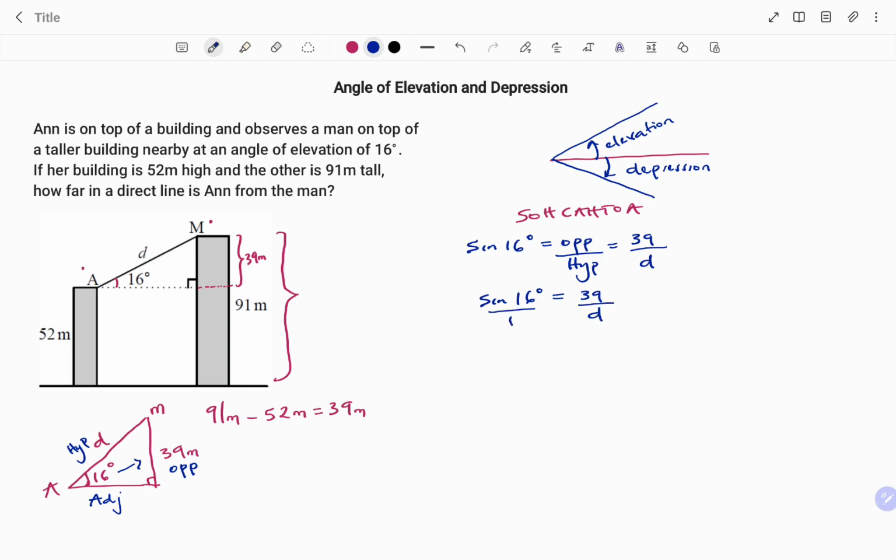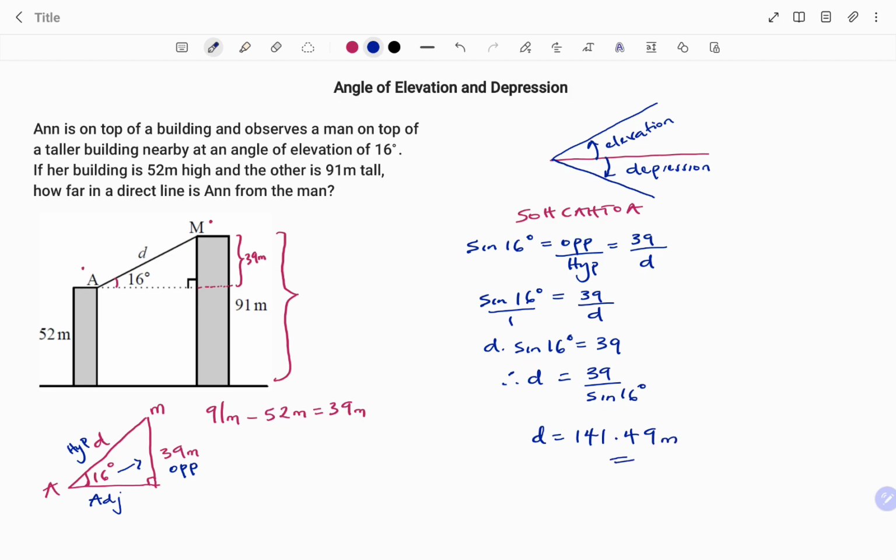Sine 16 degrees is over 1, and if we cross multiply, we have d multiplied by sine 16 degrees is equal to 39. To find d, we're going to divide both sides by sine 16. If you punch that in on your calculator, 39 divided by sine 16 degrees, we have 141.49 meters to 2 decimal places.